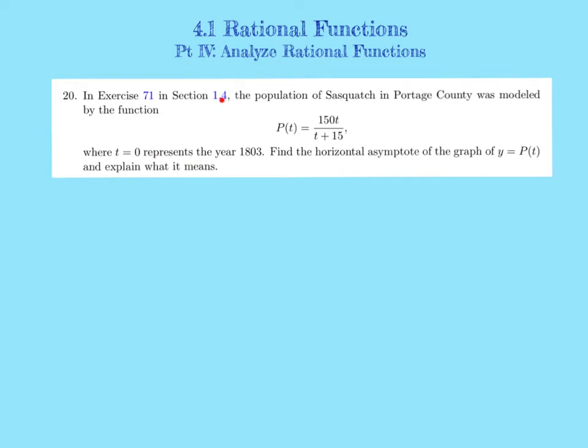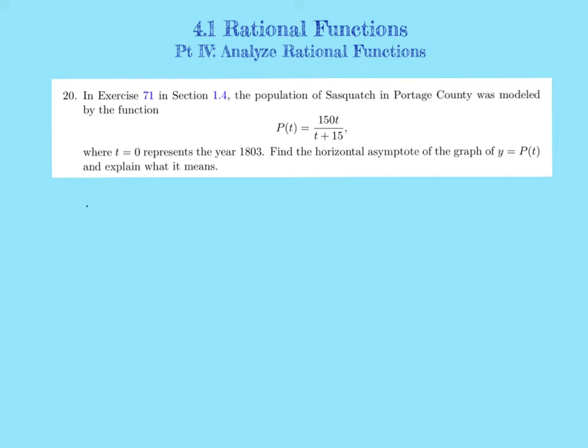Also, if you go back to this original time this was explained, it does explain it a little bit more in depth where t is years. So you can take a look back there as well in section 1.4. What we want to do is find the horizontal asymptote of this graph and explain what it means. As we recall from part 3 video, the horizontal asymptote is found by finding the degree of the numerator n and the degree of the denominator m.